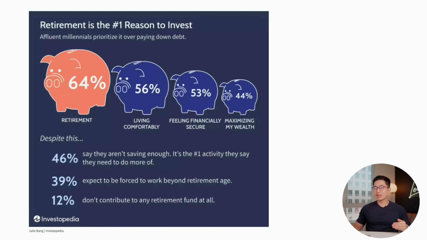So now, what are the reasons for people to invest? Why do people actually want to invest? Obviously you want to make more money, but the number one reason is for retirement. And we see that a lot of people don't save enough money for retirement. Then when they retire, they start to run out of money and they run into a lot of problems. The top reasons that people say they invest: 64% say it's for retirement, 56% say it's for living comfortably, 53% for feeling financially secure, and 44% for maximizing their wealth.